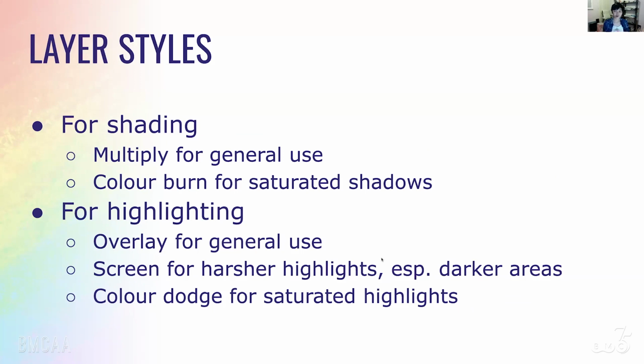Screen is better for harsher highlights, such as on dark things, or if you want a really harsh room lighting, but it gives less saturated highlights usually. So I usually only use it for dark areas. And once again, I don't use color dodge that much, but it is really useful for really, really saturated highlights. So if something is glowing, for example, then I use color dodge.